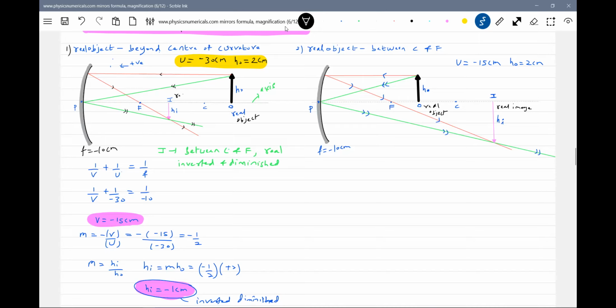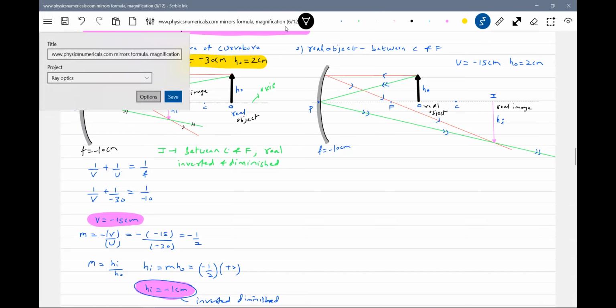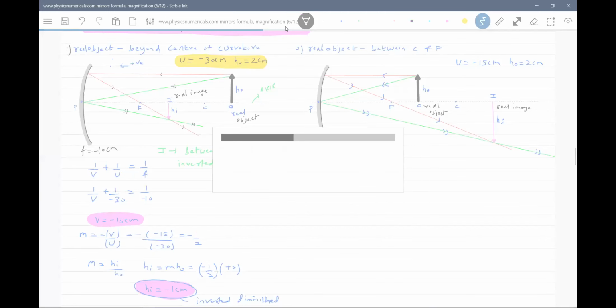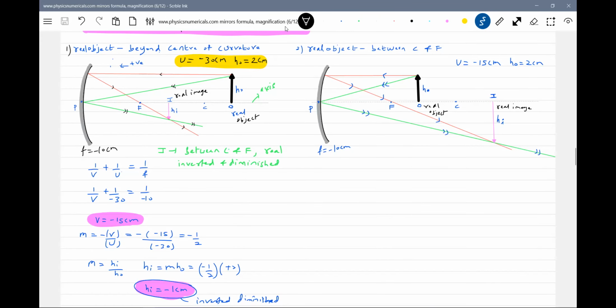Let me write in the ray diagram that the image, I means image, O means object. I think by this time everyone knows that convention.